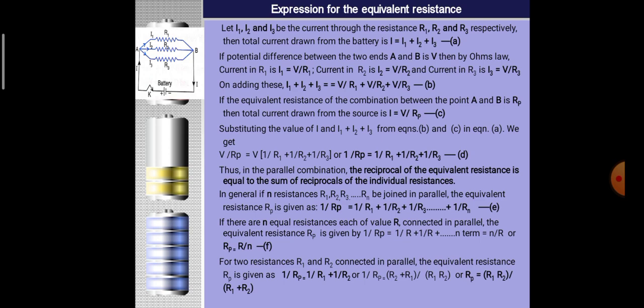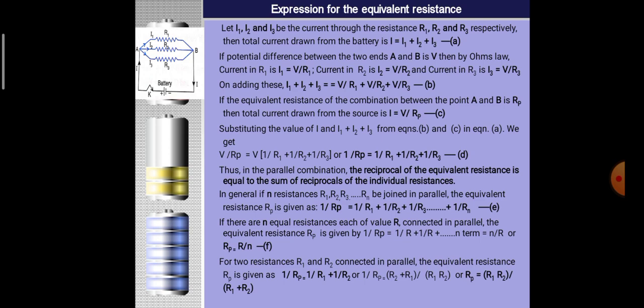Thus, in parallel combination, the reciprocal of the equivalent resistance is equal to the sum of the reciprocals of the individual resistances. In general, if n resistances, that is R1 till Rn, are joined in parallel, then the equivalent resistance Rp is given as 1 by Rp is 1 by R1 plus 1 by R2 till 1 by Rn. Consider this as equation E.